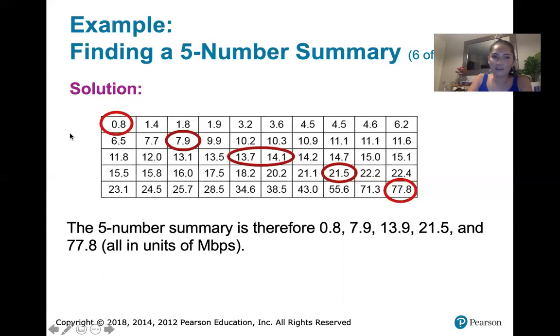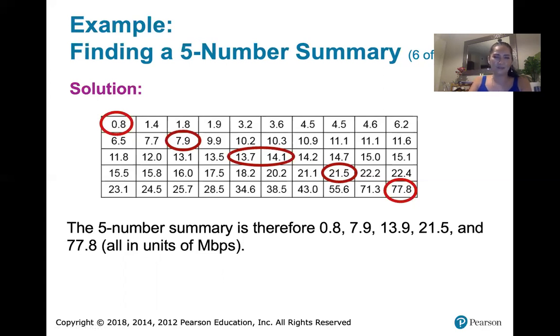It says the bottom 25% of values lie between 0.8 and 7.9. And the next 25%, from the 25th percentile to the 50th percentile, all of those values lie between 7.9 and the mean of these two values, which happens to be 13.9. And then the 50th percentile to the 75th percentile tells us where the next chunk of 25% of the values lies. It lies between 13.9 and 21.5. And then that top 25% lies between 21.5 and 77.8.